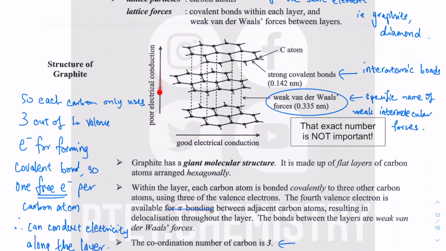But between the layers, where you have the weak van der Waals forces holding the different layers together, you have poor electrical conductivity because your electrons cannot move in this direction. Your electrons can only move along the layers because you have 1 free electron per carbon atom, which can move freely. The idea is it can get delocalized along the horizontal layer. You get good conduction along the horizontal layer, but not between the layers.